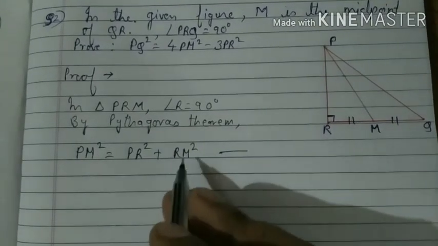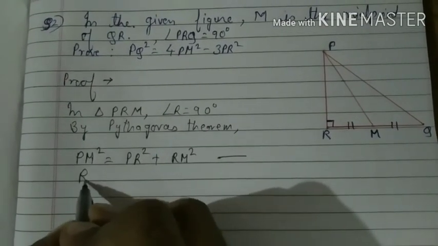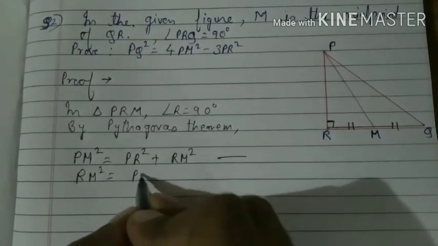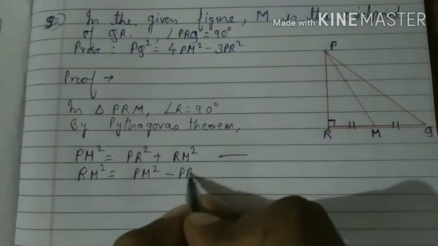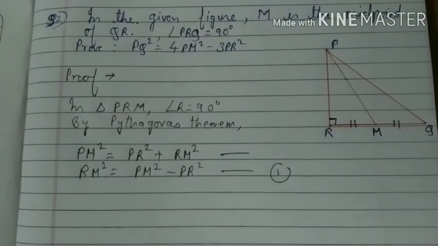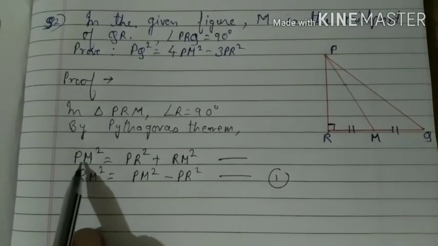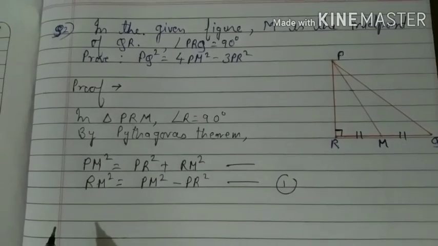Now see what I will do. I will take RM on the left hand side. RM square will be equal to PM square minus PR square. This will be my statement number 1. I have taken this on the left hand side, RM square equal to this, I will shift to the right. So PM square minus PR square, statement number 1.